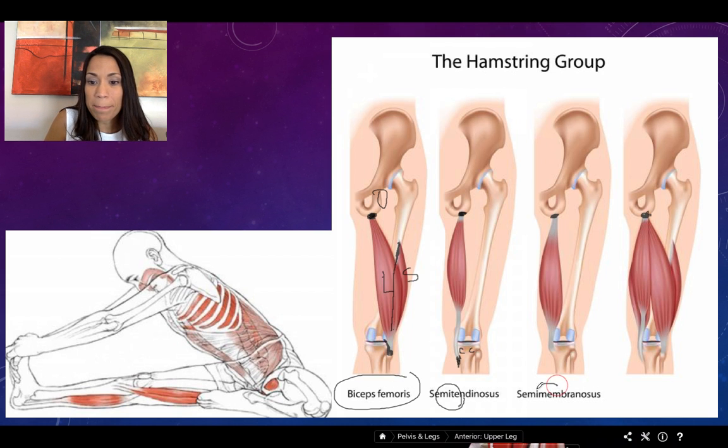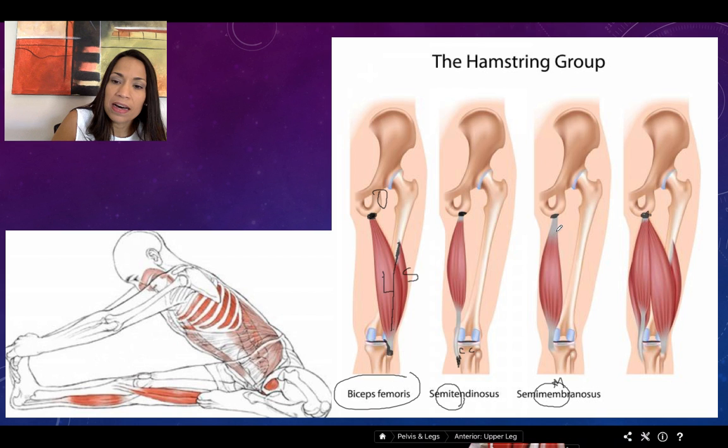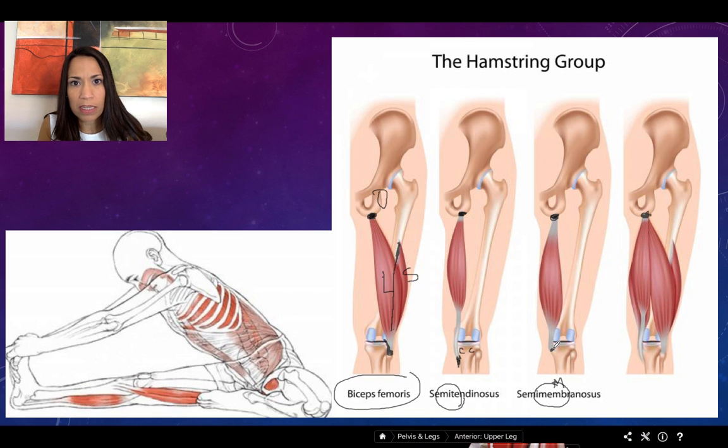And the semimembranosus, remember this is towards the medial side of your thigh. Again, same origin, ischial tuberosity, to the medial condyle of the tibia. So semimembranosus gets to the medial condyle of the tibia, and semitendinosus, which is a little bit longer, the tendon goes beyond that point to insert under that one, inferior or distal to the medial condyle of the tibia.